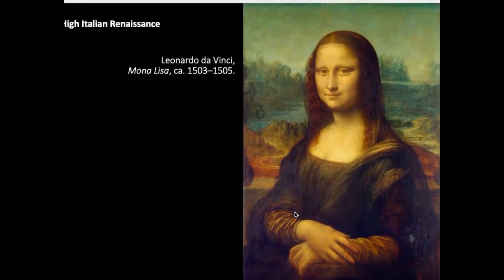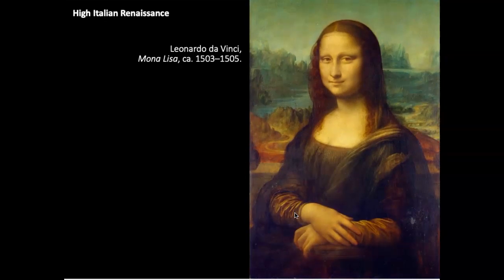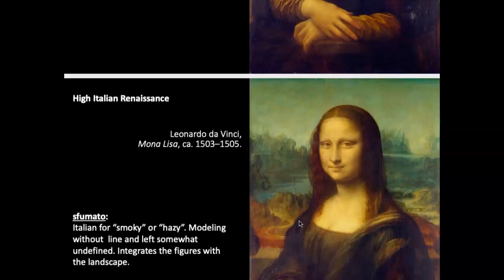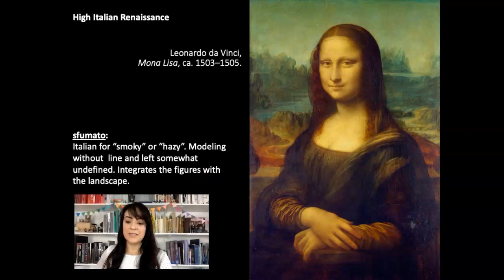Another element, more specific and something that is characteristic of Leonardo, isn't just chiaroscuro, but an element of blending called sfumato. And that's your next vocabulary term, sfumato. Sfumato is Italian for smoky or hazy. And sfumato is distinguished from chiaroscuro because it's modeling without line. And it's somewhat undefined or hazy. And what this does is it creates a more integrated figure into the space.